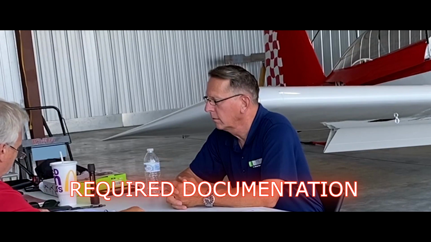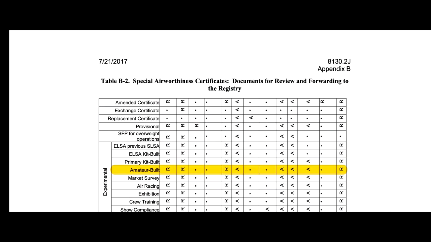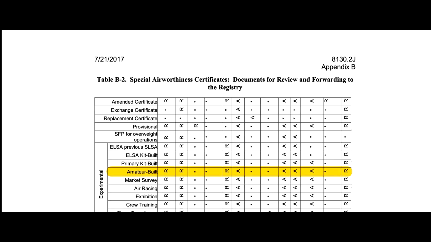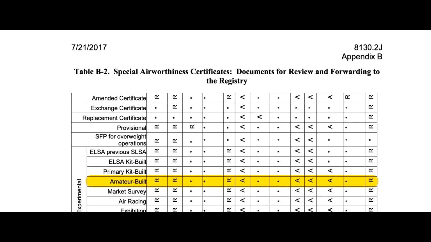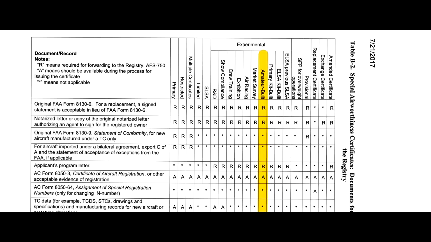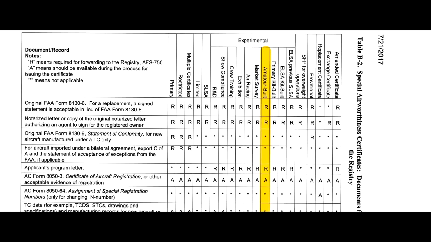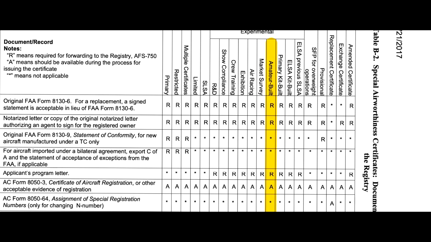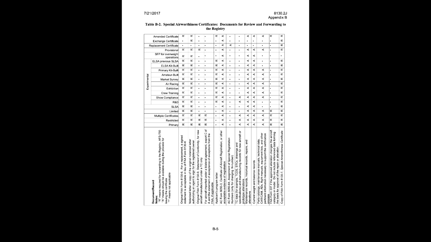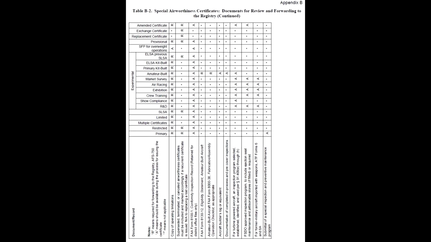Now let's talk about the required documentation. Order 8130.2, Appendix B, Table B2, reflects the matrix that lists all needed documents. First, find your activity. We're doing an AmateurBuilt today, so look under the AmateurBuilt and you will see R's and A's. The R's are required documents that must be submitted to the inspector at the time of the inspection. The A's represent documents that must be available to the inspector during the inspection for his or her review. The matrix spreads across 3 pages, so ensure that you review all 3 pages.